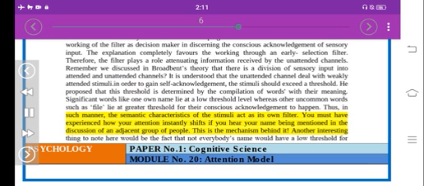You must have experienced how your attention instantly shifts if you hear your name being mentioned in the discussion of an adjacent group of people. This is the mechanism behind it. Another interesting thing to note here would be the fact that not everybody's name would have a low threshold for you.